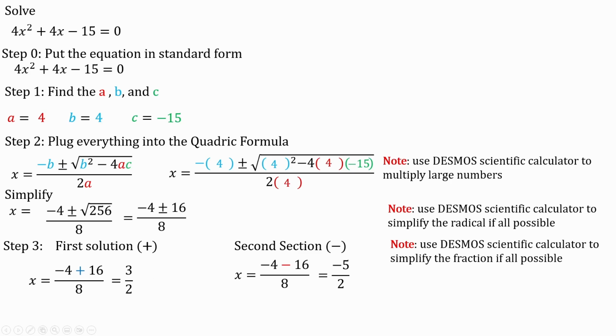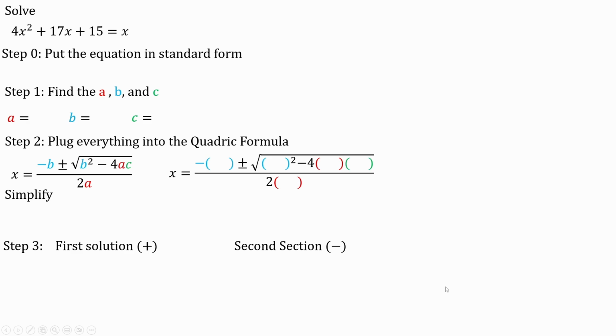Okay, so there you go. Remember to always try to simplify what's inside that radical. The other problems, you couldn't. Here, you could. And if you need help with the fraction part, you just plug it into the calculator. And then the last one, let's take a look here. 4x squared plus 17x plus 15 equals 2x.